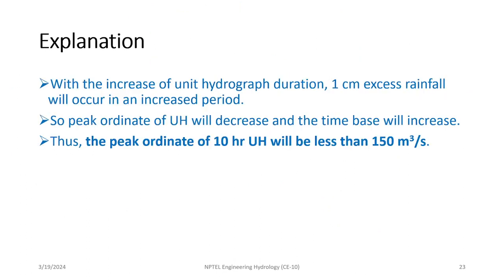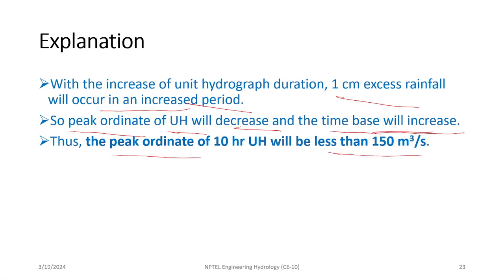We will look into the explanation also. With the increase of unit hydrograph duration, 1 centimeter excess rainfall will occur in an increased period. As mentioned, the duration will be increased. So the peak ordinate of the unit hydrograph will decrease and the time base will increase. That is why the peak ordinate of the 10-hour unit hydrograph will be less than 150 meter cube per second. Any doubt till now?